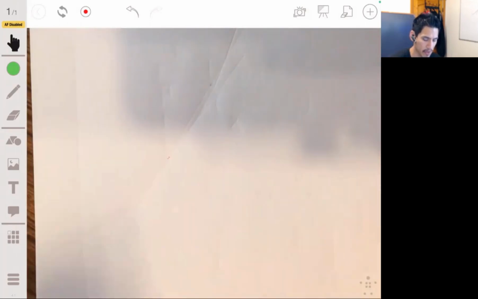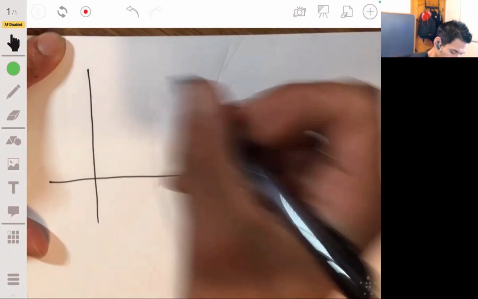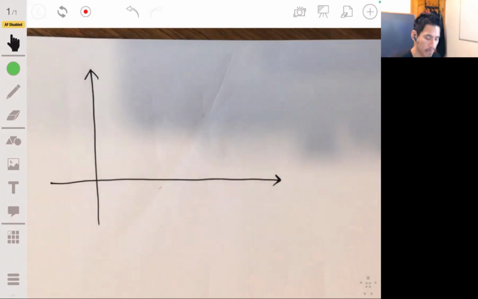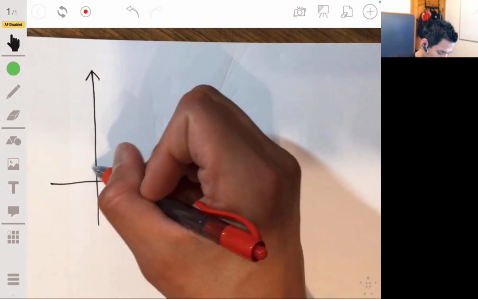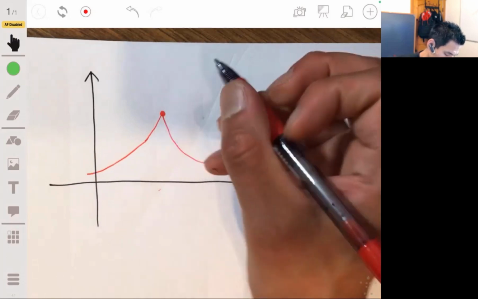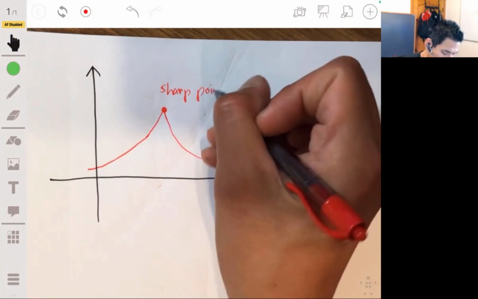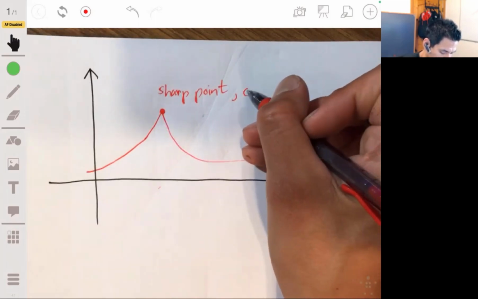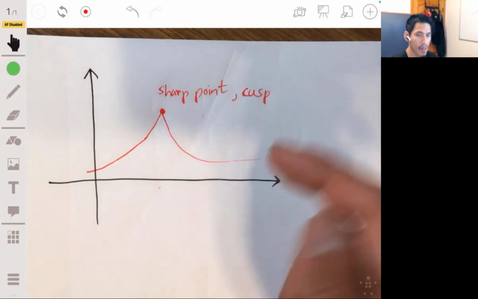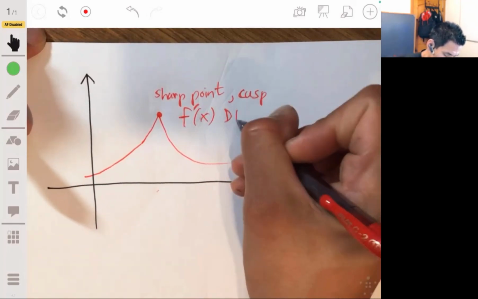Before though, you're usually going to have to make sure you understand where derivatives cannot exist. And I like to break this down into two simple cases. So derivatives are going to fail to exist when you have something like this. Your graph has a sharp point, or a cusp. So f prime of x does not exist here.